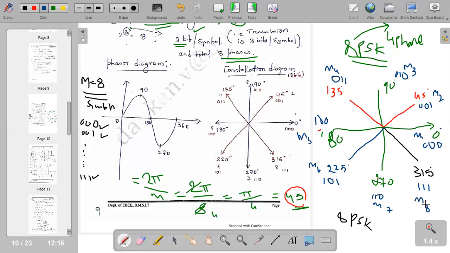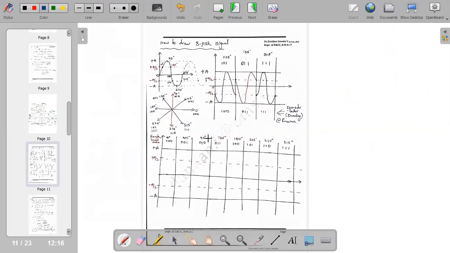Now you understood. So the total phase angles here, how many? That is 8 phase angles along with the bit stream, the total 8 distinct message symbols. So now with this information, we can draw the 8 PSK signals for a given binary stream, which I'm going to discuss next. Now please observe this. This is a very important diagram, how we can draw an 8 PSK system for a given binary bit stream.